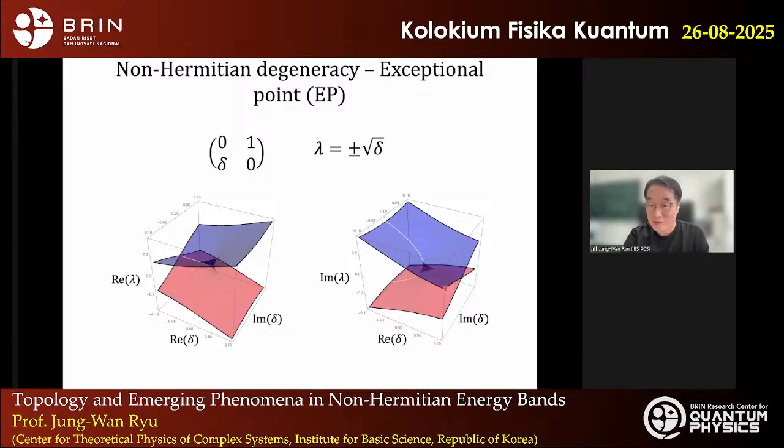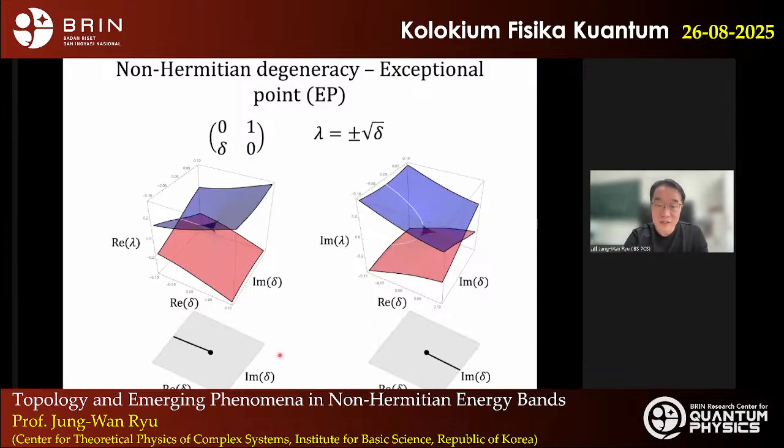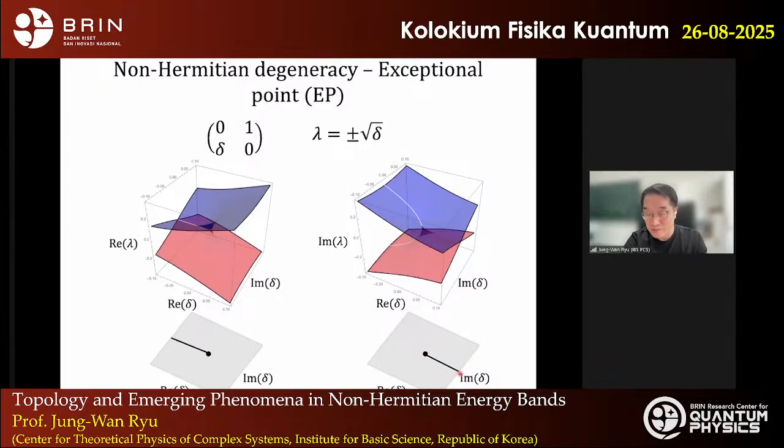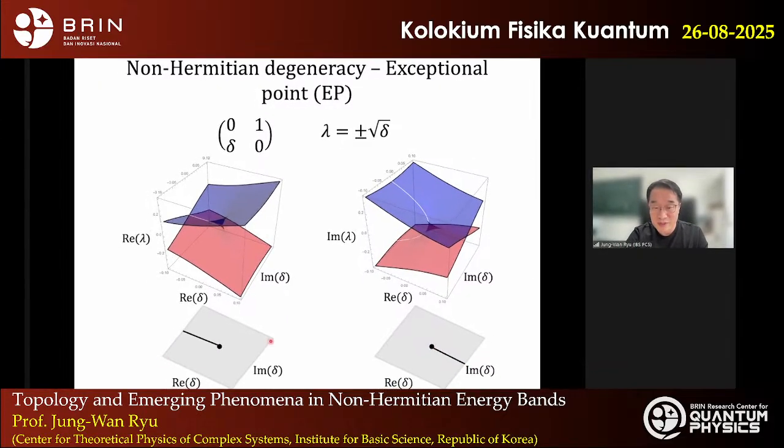The imaginary part has the same structure. And this is a projection figure. I'll use this figure after this slide. This is the exceptional point. This is the real branch cut. This is the exceptional point. This is the imaginary branch cut. These are the two system parameters. Sometimes they can be kx, ky, which means the two-dimensional momentum space.